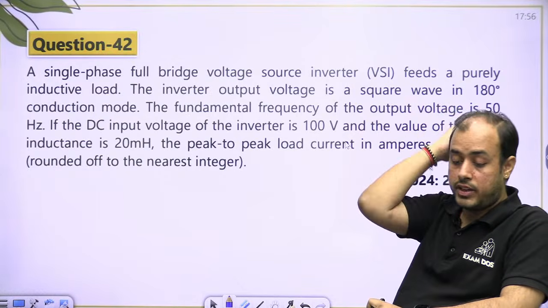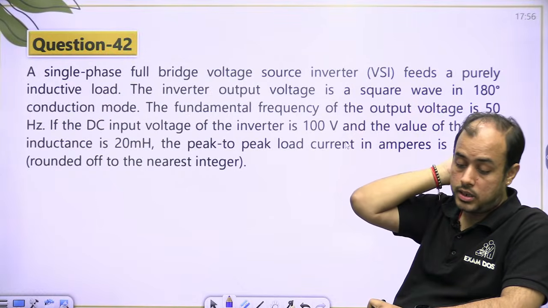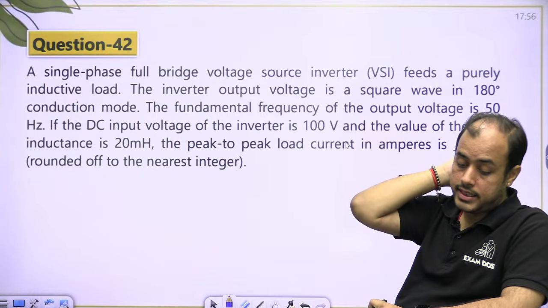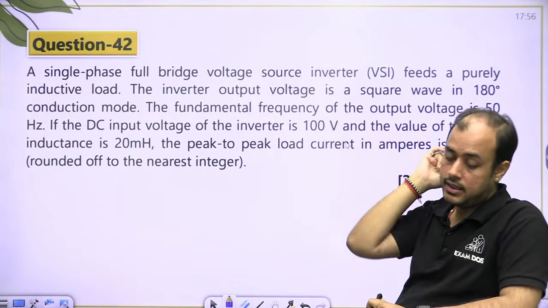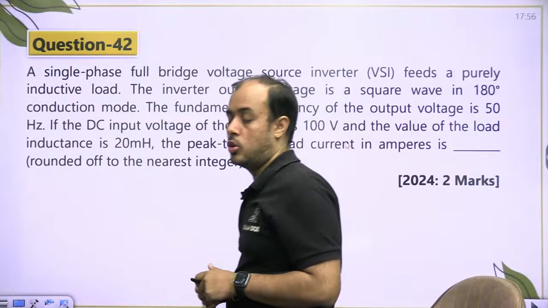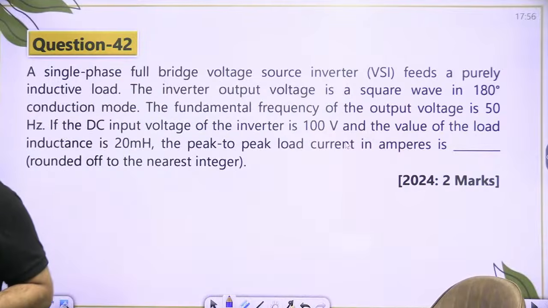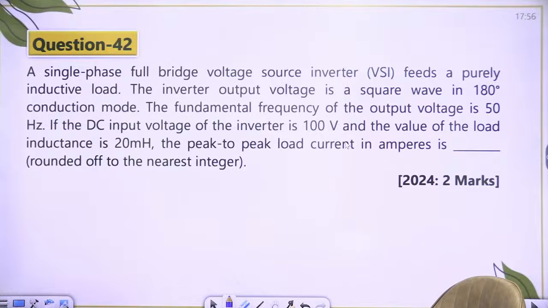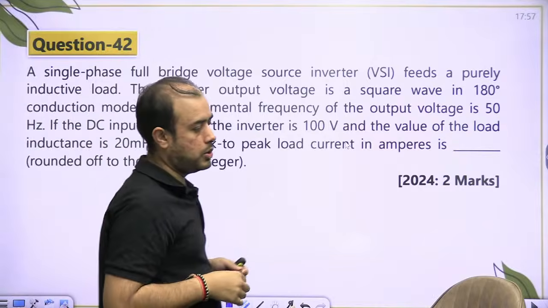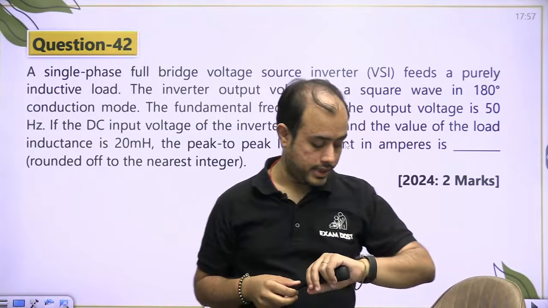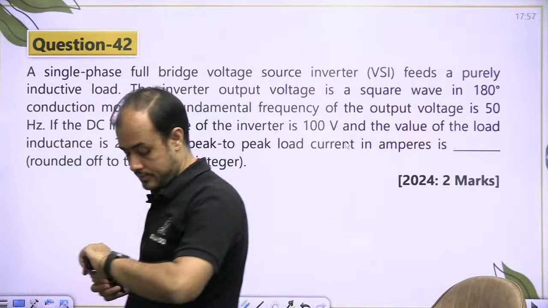Single phase full bridge VSI feeds a purely inductive load. Fundamental frequency, DC input voltage, inductance. ये निकालो फटाफट. Peak to peak load current. For purely inductive load, what is the peak to peak load current? फटाफट निकालो.